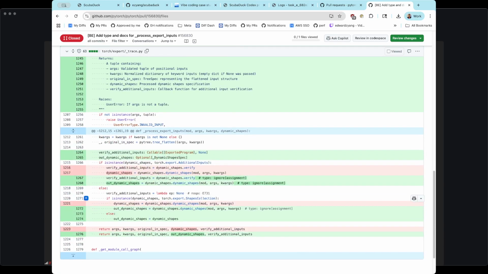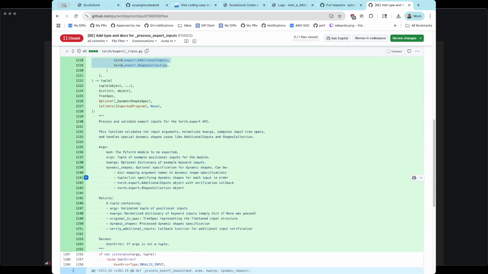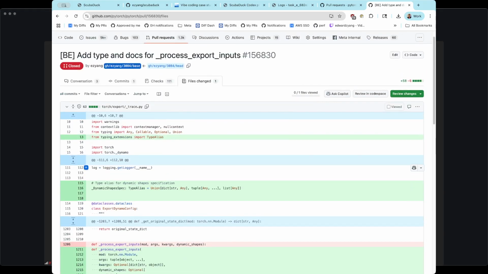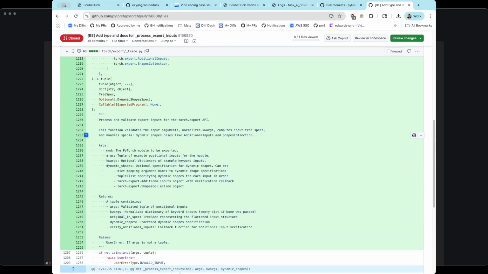I did also make some manual interventions here. Claude wasn't able to figure out how to solve the typing mismatch on the dynamic shapes output. The reason is that the dynamic shapes input argument is a bigger type than the output argument, where you've removed the additional inputs and shapes collection types. Eventually I said, oh, I know how to fix this, and I fixed it. But it saved me a lot of typing. This took a lot less time than writing it all out by hand, and I kind of hate writing doc blocks by hand, so I was very happy that Claude did it.